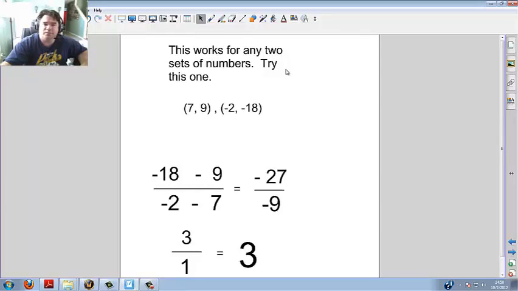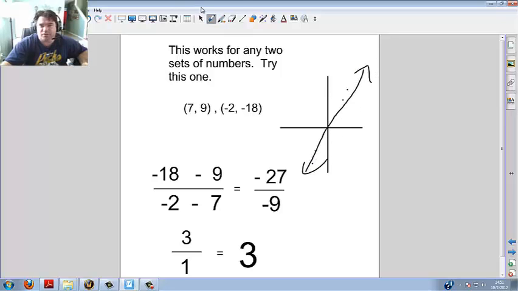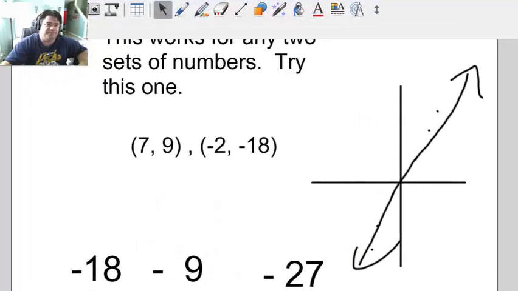Now, this works for any two sets of numbers. Try this one. So I'm going to take negative 18 minus 9 over negative 2 minus 7. Still works the same. Negative 18 minus 9 is negative 27. Negative 2 minus 7 is negative 9. Top divided by bottom is positive 3. Now you might say, how is that possible? Because, to give you a very, very rough graph, I basically went from 7, 9, so up here, down to negative 2, negative 18, and it's still up 3 over 1, up 3 over 1, so it looks kind of like that, if I could draw a straight line with a mouse, which clearly I can't.